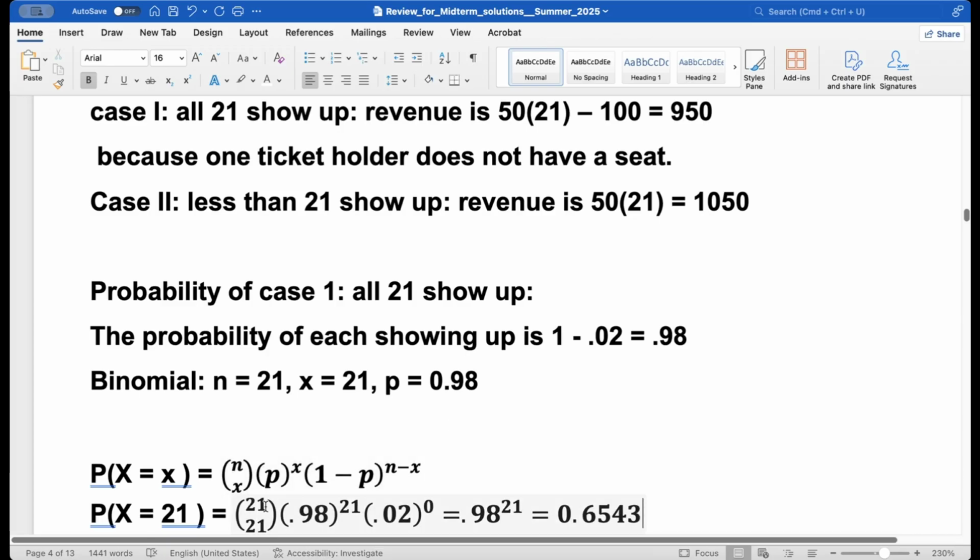21 choose 21 is 1. 0.02 to the 0 is 1. So it's just 0.98 to the 21, 0.6543. So there's approximately 65% chance that everyone shows up, and you have to give back $100. So that probability is 0.6543. And in that case, your revenue would be $950.